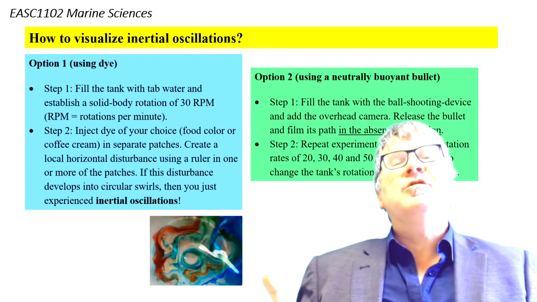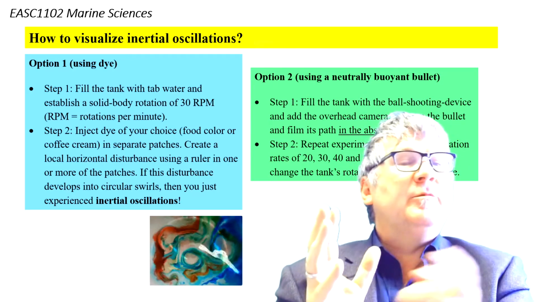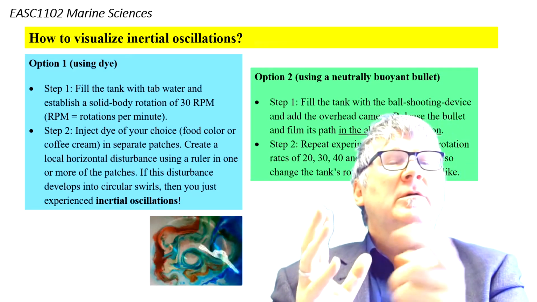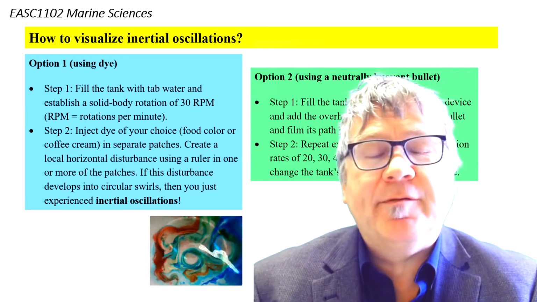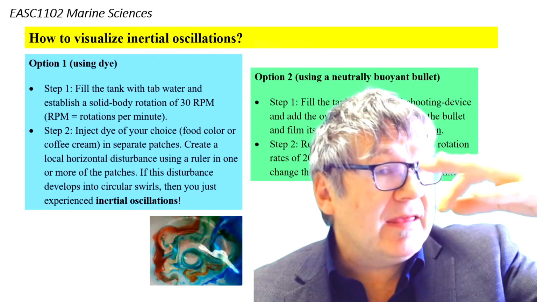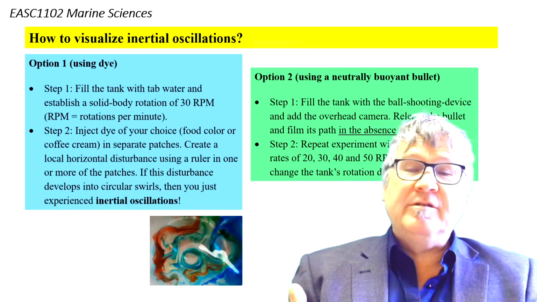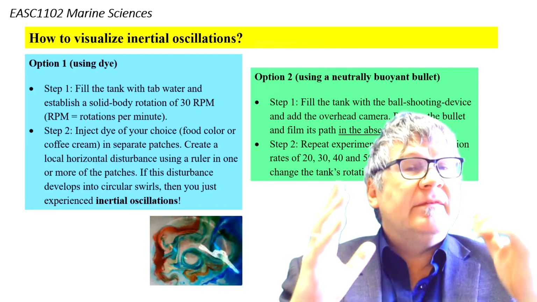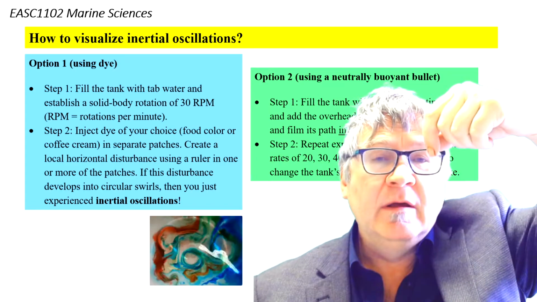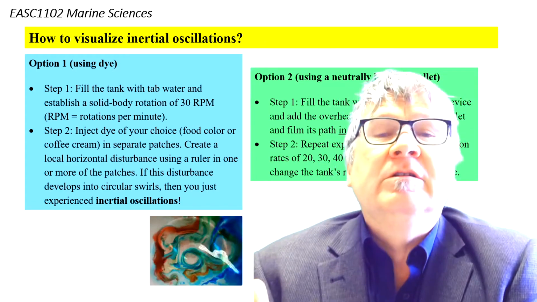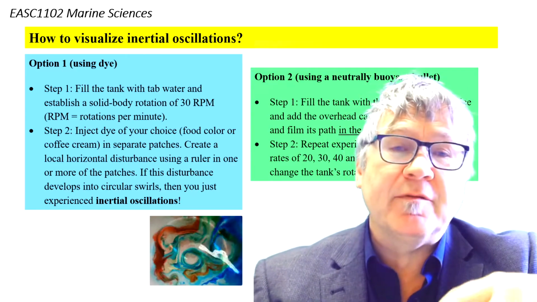So how do you visualize inertial oscillations in a tank? Well, all you need is a rotation tank filled with tap water. And then you need to initiate some disturbance. You have to use dye to actually see the disturbance. You put some dye into the water, for example, and then you need to initiate the disturbance. You just put an object into the water, disturb it a little bit, create a little initial flow disturbance horizontally, and then see what happens.